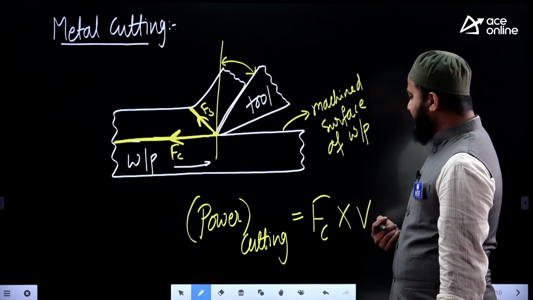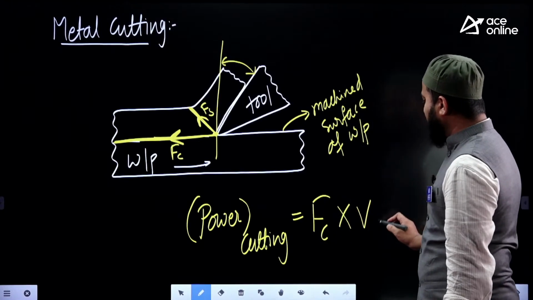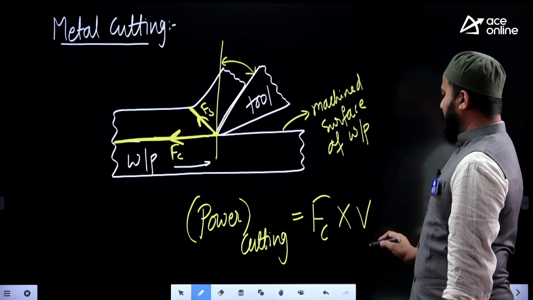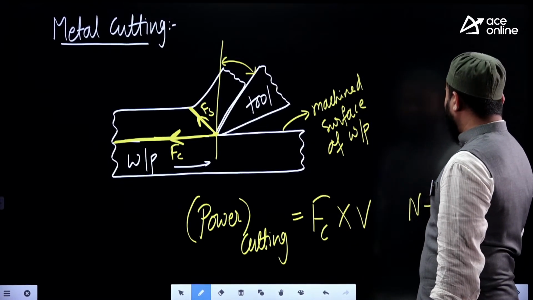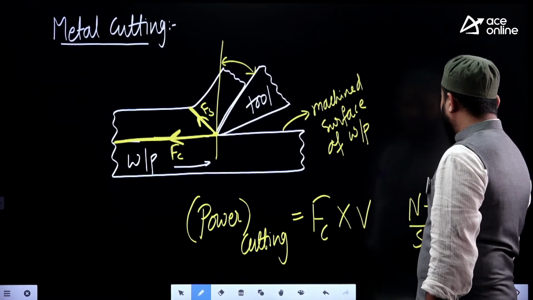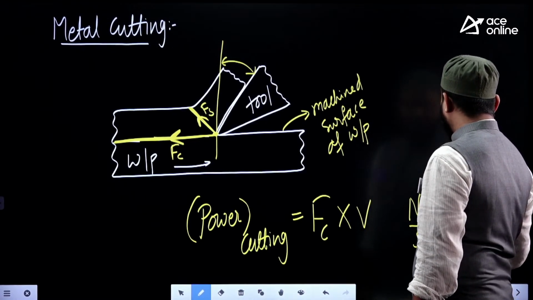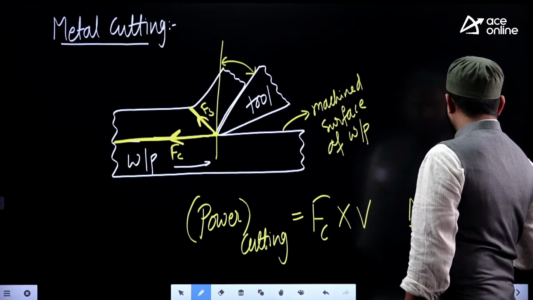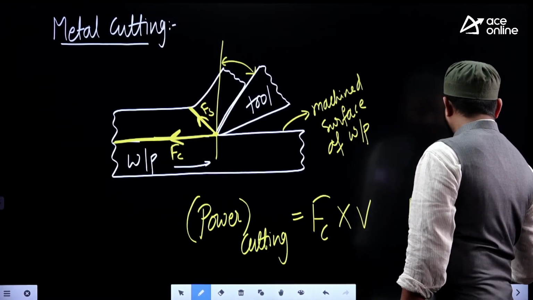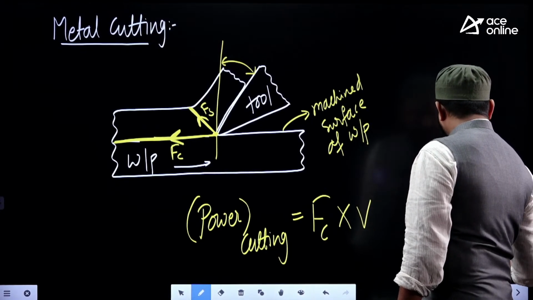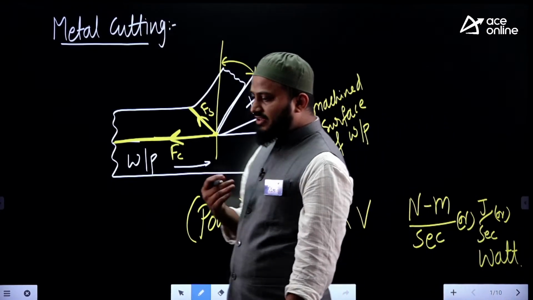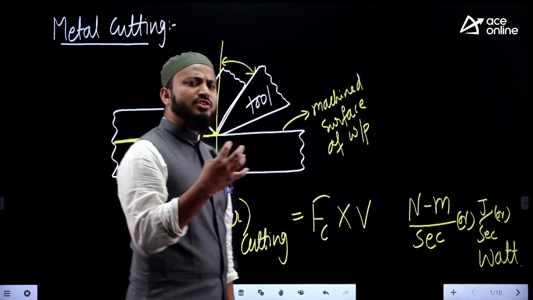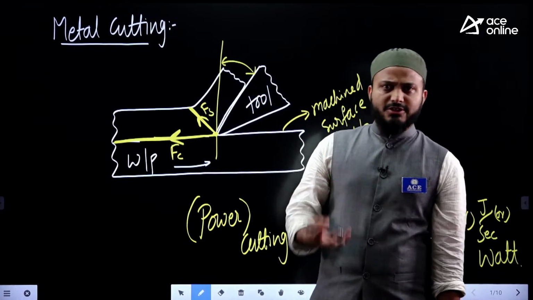Now, if you notice, the cutting force is in Newton and the cutting velocity V is in meter per second. So Newton meter per second is joule per second, which is nothing but a watt. So we perform the power calculation, and then we try to minimize that total power. That is the basic objective of the entire metal cutting principles.